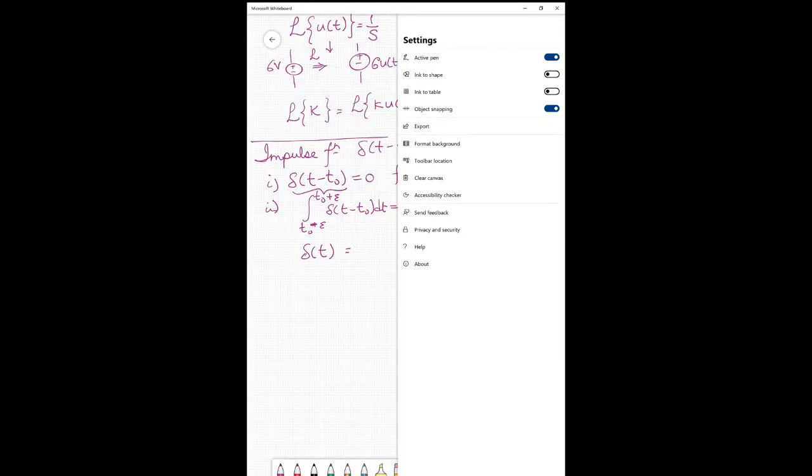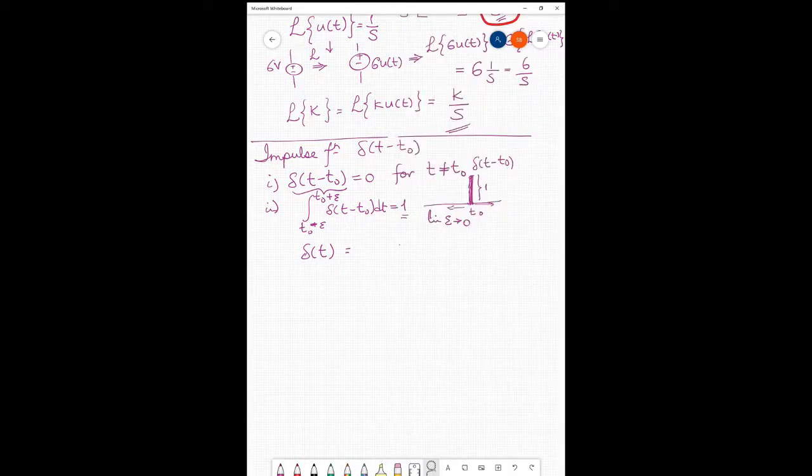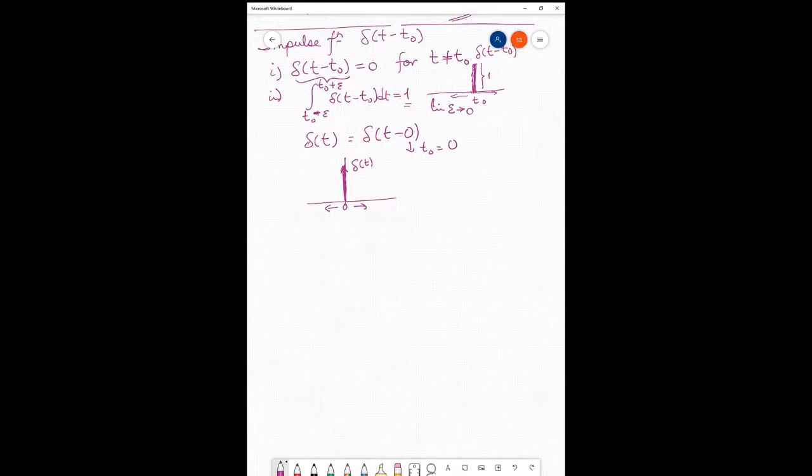Alright. So if I have Dirac t, which is essentially t minus 0, so we have t0 equal to 0 here, then this function has a value of Dirac t at 0, and on either side of it the value is going to be 0 according to the first definition. The second definition tells us that the integration of this Dirac function is going to be equal to 1, which brings us to the Laplace transform of the Dirac function.